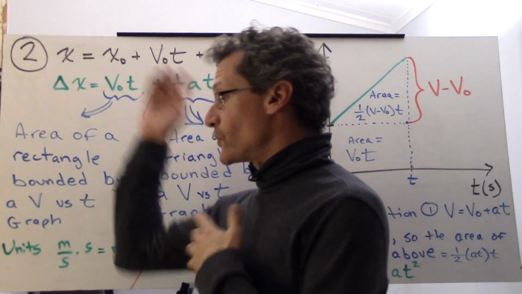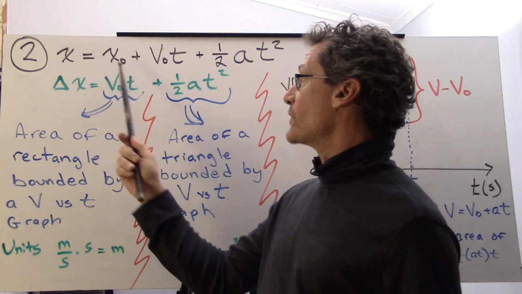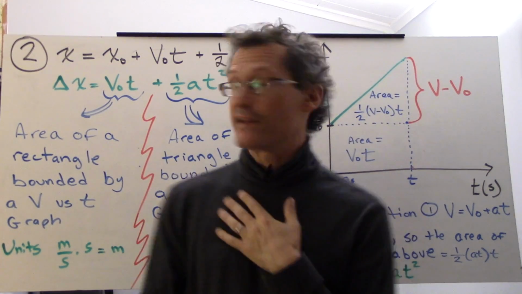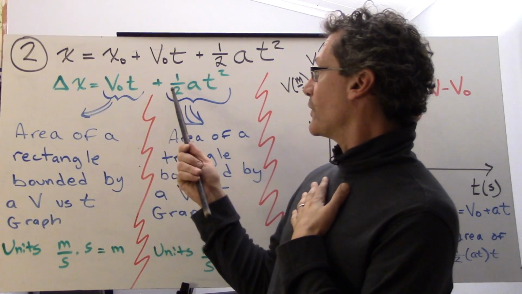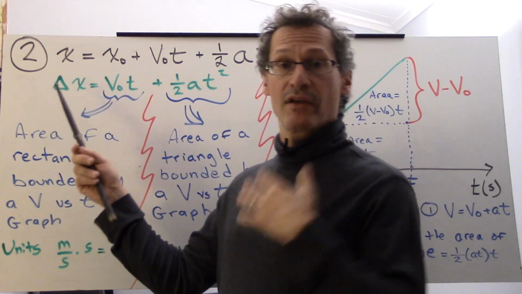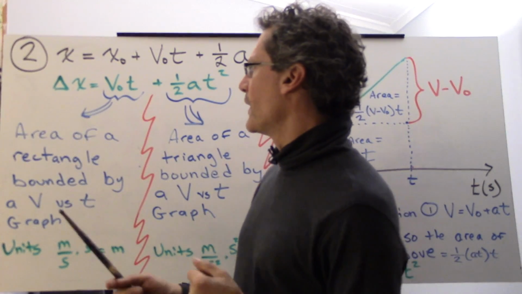Equation number two is written like this in your AP equation sheet. X equals x naught plus v naught t plus 1/2 at squared. I prefer writing it like this. Delta x equals v naught t plus 1/2 at squared. I just subtracted x naught to the other side, and x minus x naught is delta x, which is displacement. So this is actually, I think, much cooler.